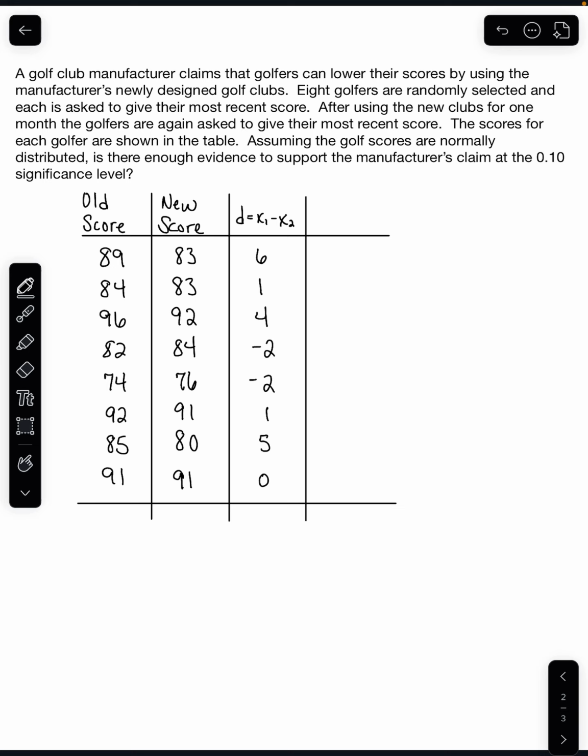The idea then is, in order to find the average difference, we need to add all of these up and divide by the sample size. In this case, if we add these, we get a sum of 13. So our mean difference is going to be 13 over 8, which fortunately for us turns into a very nice decimal. Nothing that requires any rounding.